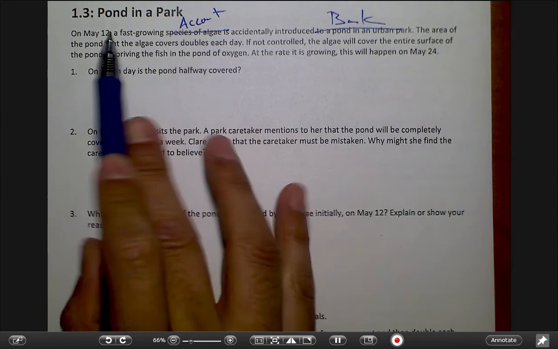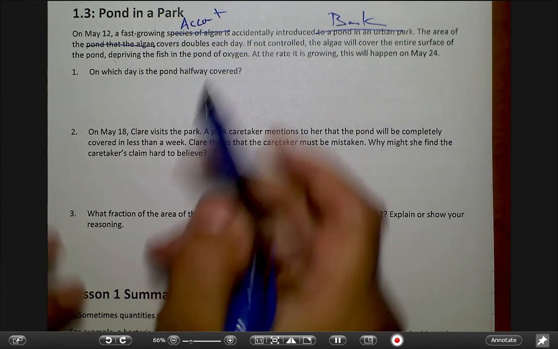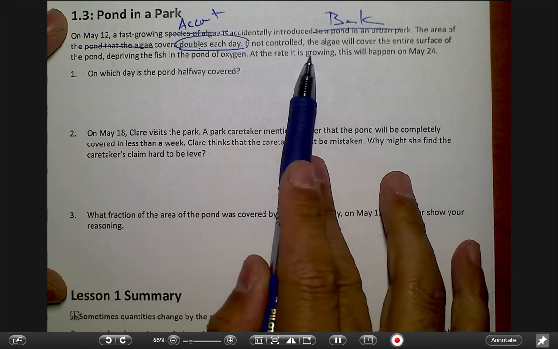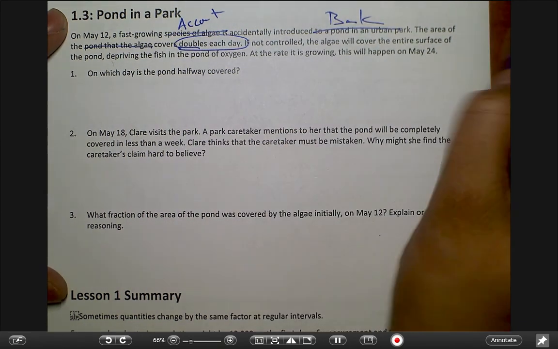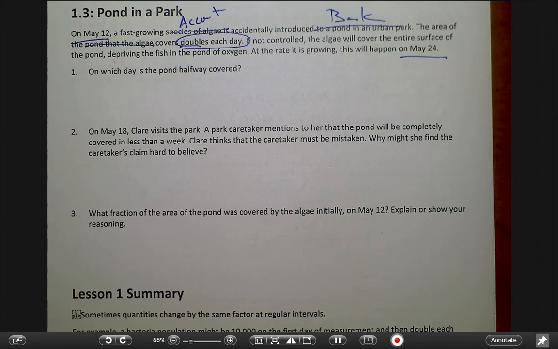Okay, the amount of money in the account doubles each day. So the amount of money in the account is going to double each day, right? That sounds pretty good. And at the rate it's growing, it's going to be on May 24th. We're going to figure out in between May 12th and May 24th. Like I said, I am rewording this because it was so awfully boring of a problem.